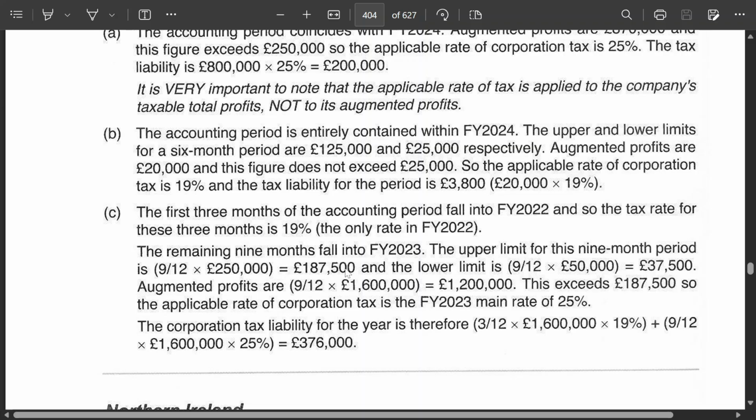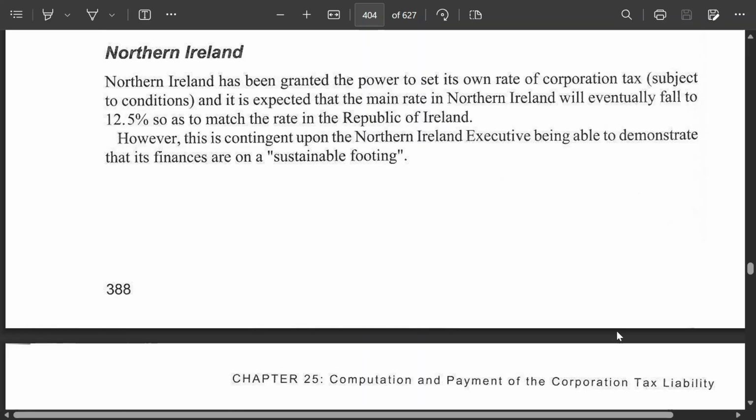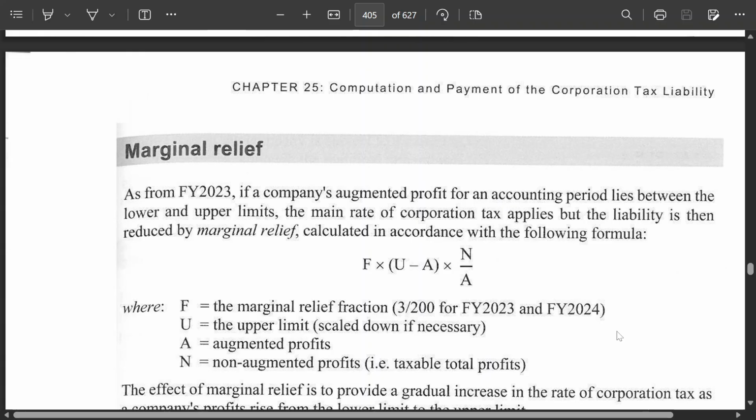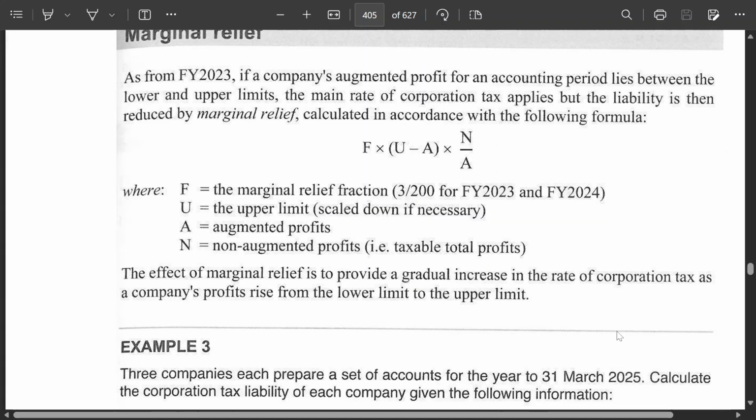This is the benchmark for the upper limit for this part of the example. And your prorated AP figure is 1.2 million. So it's more than this, and therefore you have to pay 25%. So total tax is 9 by 12 into this into 25 plus this one into 19. So that's your tax. This is a very primitive example. We don't really use that. This is the one you need to remember.